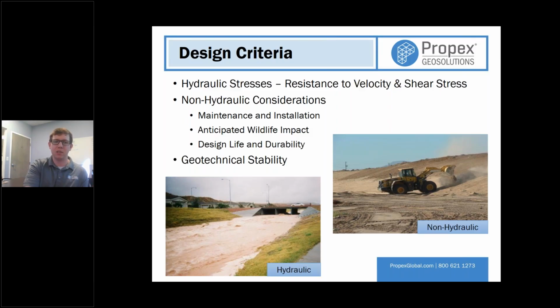The last thing we look at is geotechnical stability. So we're not going to touch this here, but if a slope gets too steep, erosion is not always your problem. You could have a superficial stability issue or a larger problem as well.